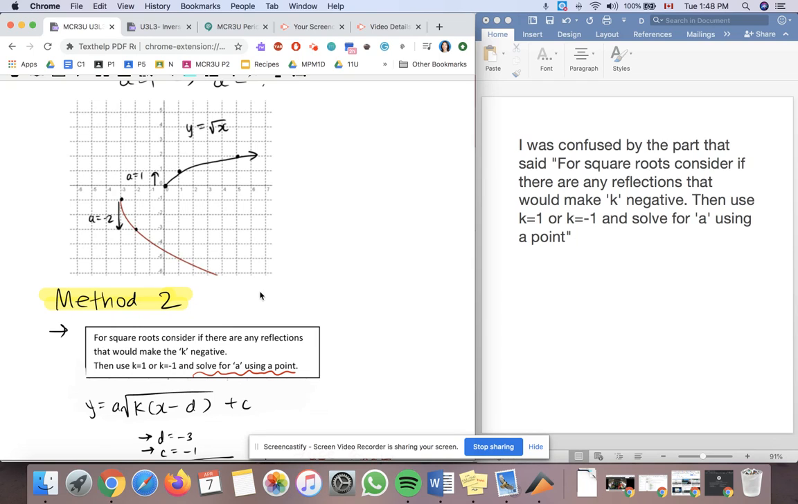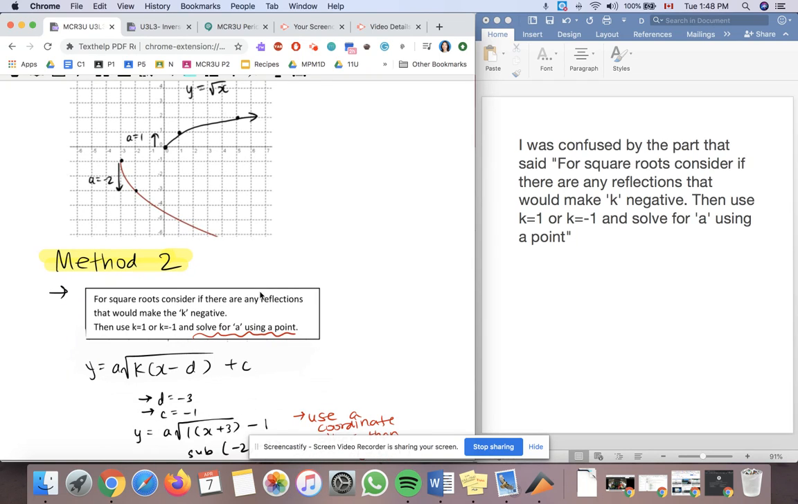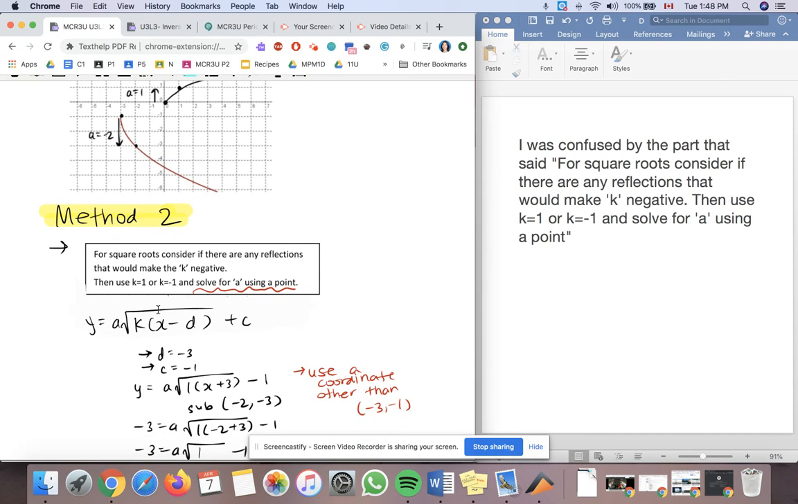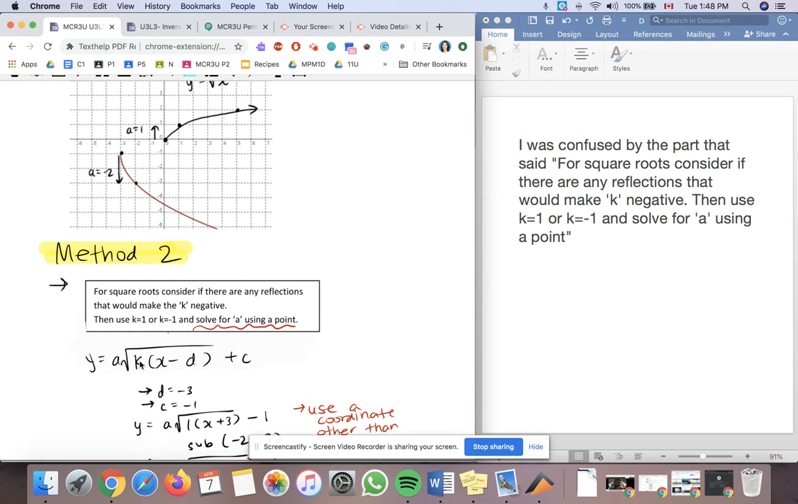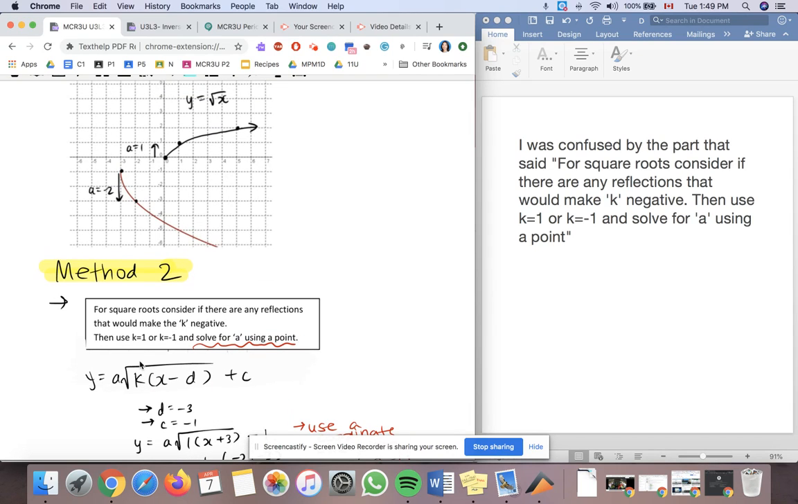So, there is no reflection on the y-axis, and then we find the a value, the vertical stretch or compression, accordingly. And so this is the transformed function. We have to fill in the values that we know. So we're going to plug in k equals 1 since there is no reflection along the y-axis.